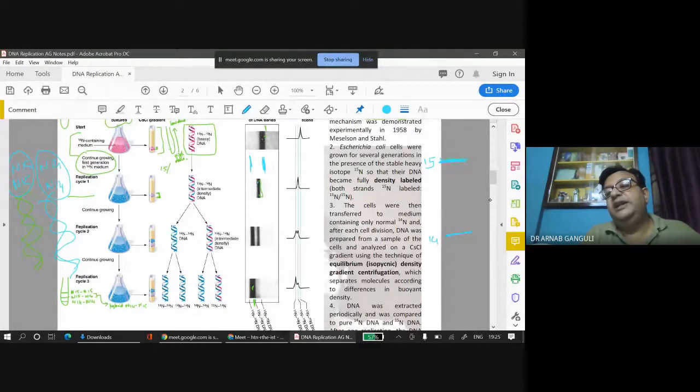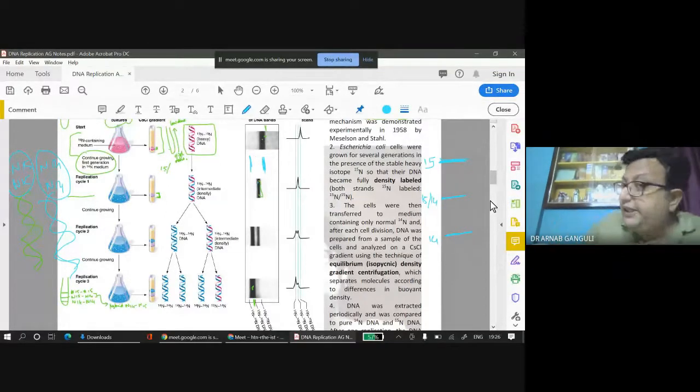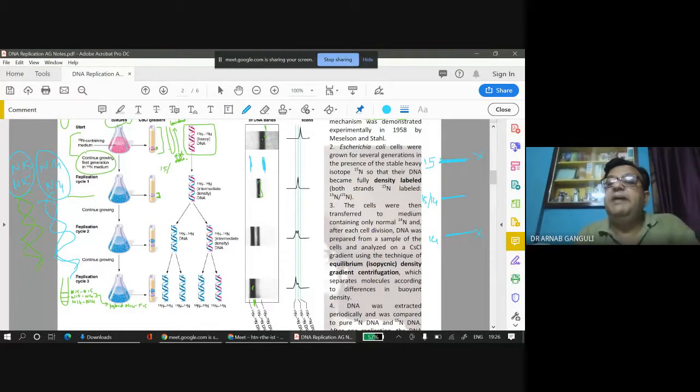Now we saw that after one generation you found this 15-14 hybrid which is in the center. This could be dispersive or it could be semi conservative, because these two bands are then not found. Now after one more generation, if it was dispersive, it would again mix up and you would have expected another band in the center.